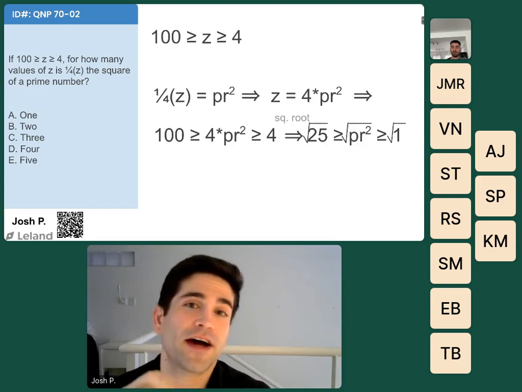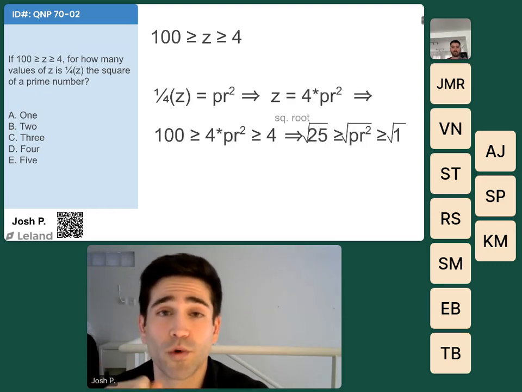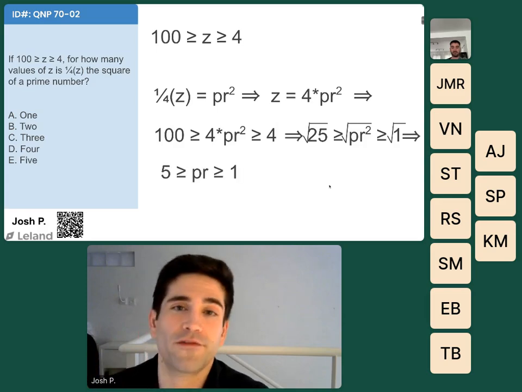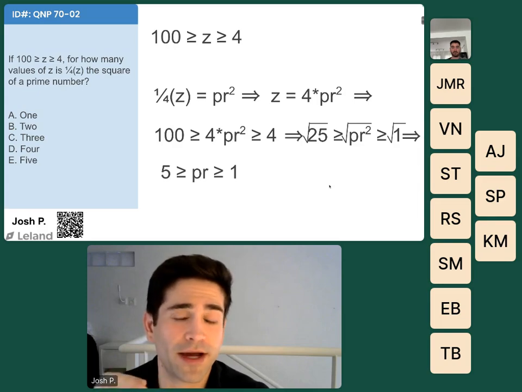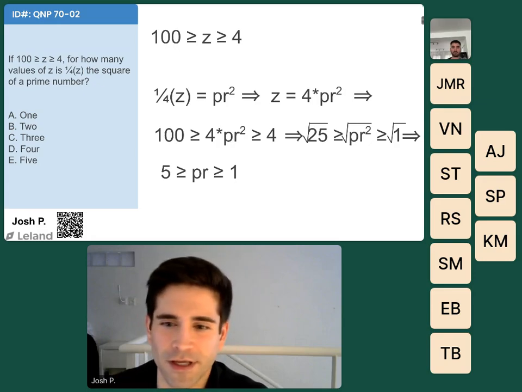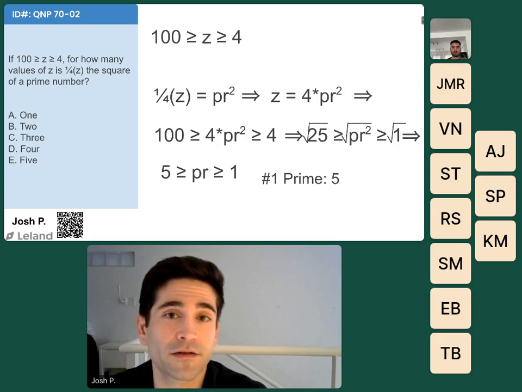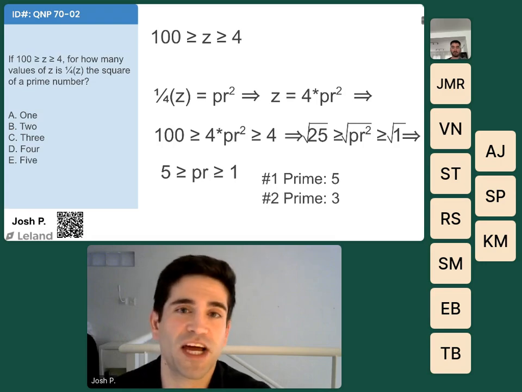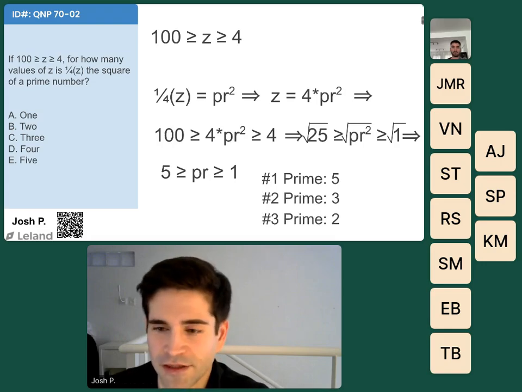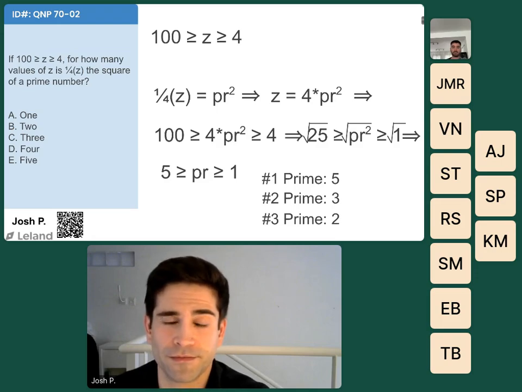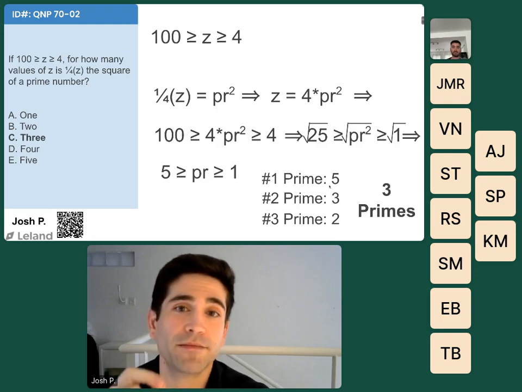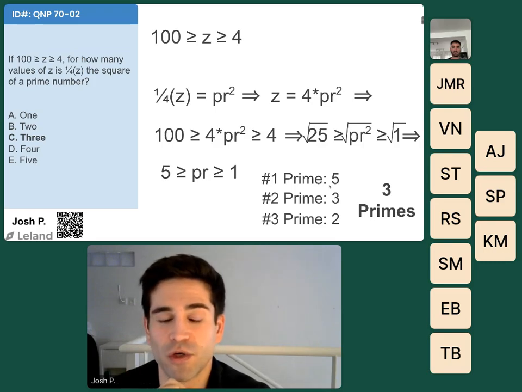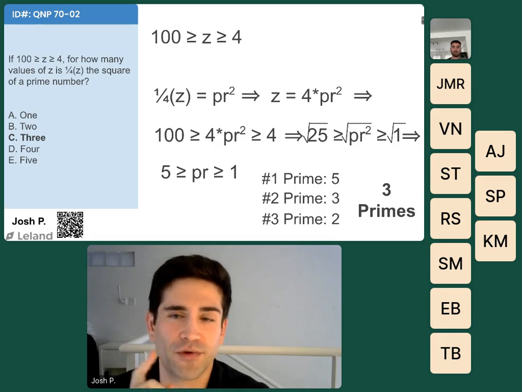And we can further simplify the inequality by taking the square root of each side. We are left with 5 is greater than or equal to a prime, which must be greater than or equal to 1. We have a couple of primes that satisfy this. The first prime is 5. The next prime is 3. And the last prime is 2. So in total, 3 prime numbers satisfy this inequality, and our answer is 3.